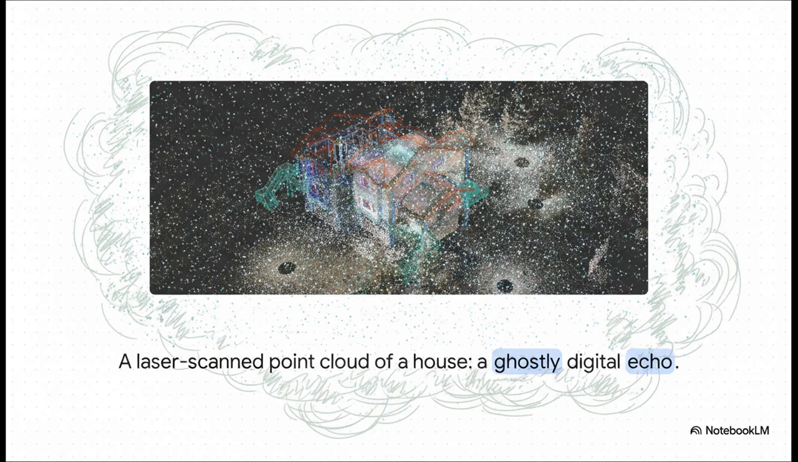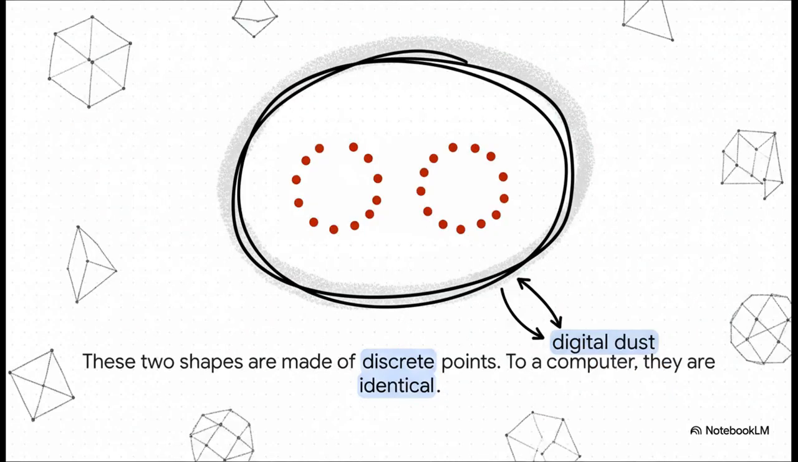And this is what a point cloud looks like on a massive scale. This isn't a drawing or a photo. It's a collection of millions of individual data points. It creates this beautiful, ghostly echo of a house, but at its core, it's just a cloud of disconnected dots. And this digital dust approach has a huge, fatal flaw.